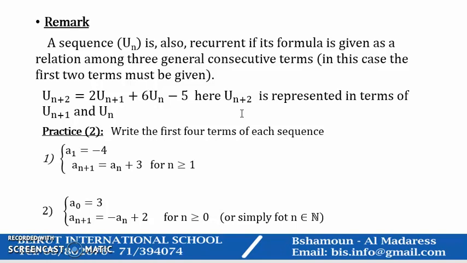Remark: a sequence un is also recurrent if its formula is given as a relation among three general consecutive terms. In this case, the first two terms must be given. We mean by this u(n+2) equals u(n+1) plus 6u(n) minus 5. Here we notice that u(n+2) is represented in terms of u(n+1) and u(n). Also, this question is for you to solve.